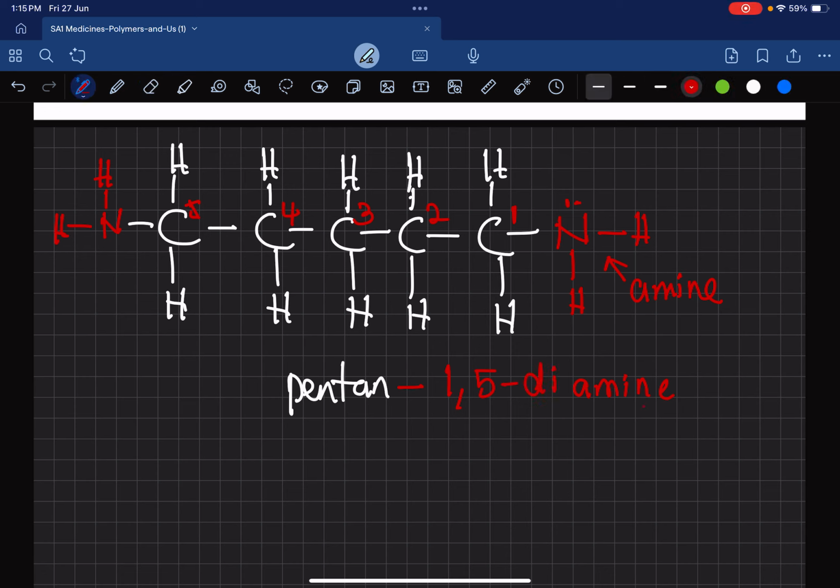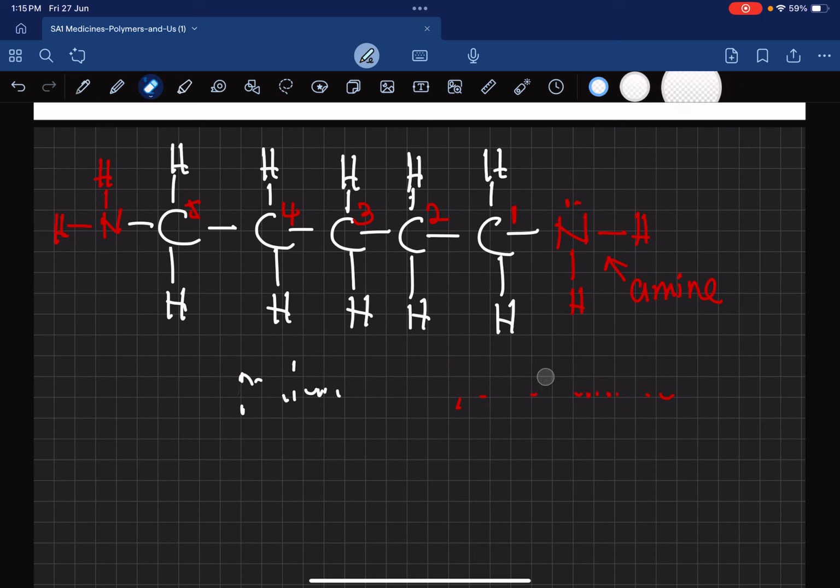Diamine. Okay, it's called diamine. But one very important thing again, I need to tell you is, in this case, maybe I should have just written the whole thing. I don't think it's better. Okay, let me just write the whole thing again. It's such a lazy way of doing things.